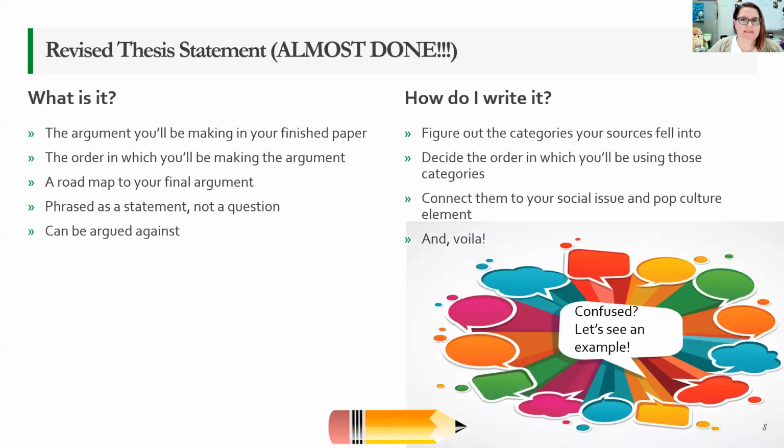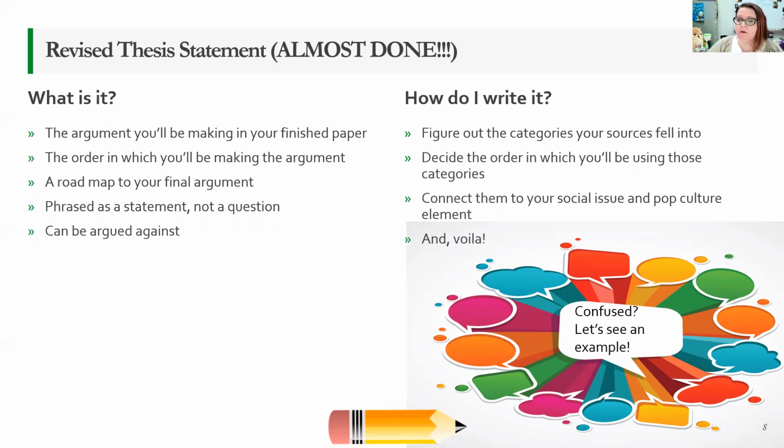Your revised thesis is what actually gets plugged into the paper after you've done your research. It's the argument you'll be making in your finished paper, in the order in which you'll be making it. Think of it as a roadmap to your final argument, phrased as a statement, not a question, because you want to appear very firm and convicted in what you're saying. And it also needs to be able to be argued against. Even if you think the opposing side is completely wrong, it still should be argued against.